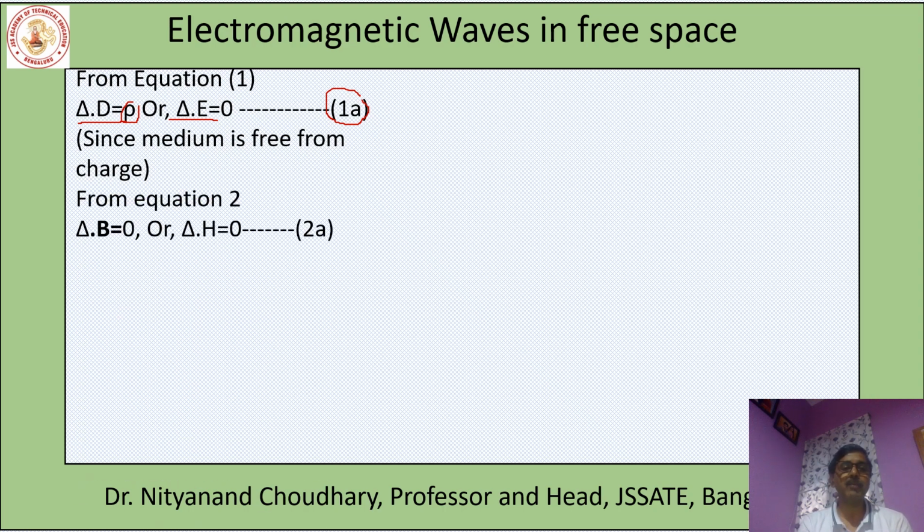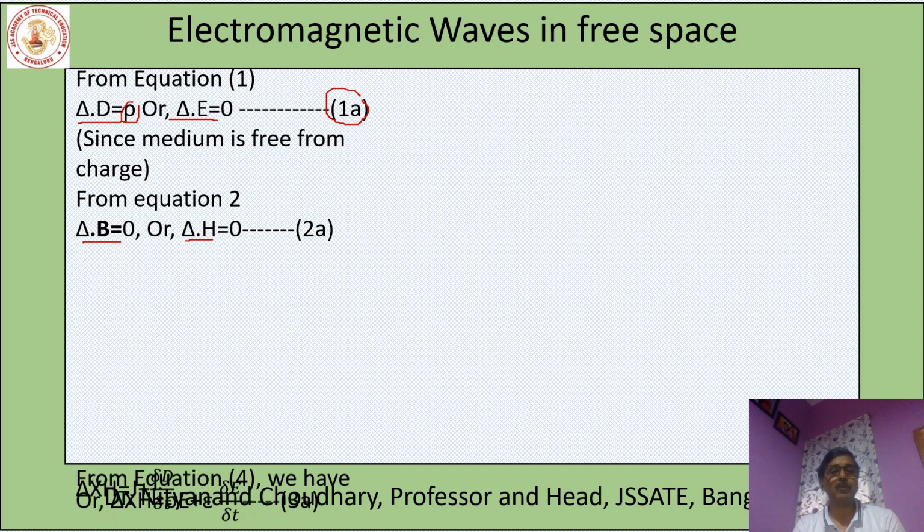Again from equation number 2, del dot B is equal to 0. B equal to mu into H, right? So again we can say del dot H is equal to 0. Whether we require to apply del dot B or del dot H, accordingly we will apply. Then let's come to the third law.